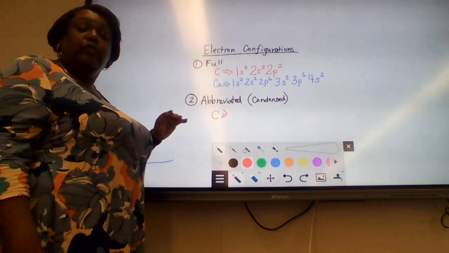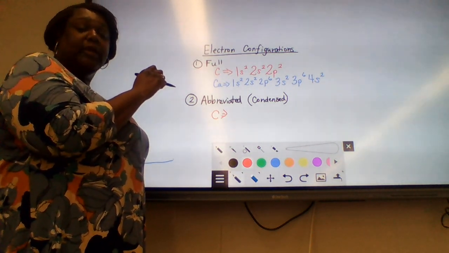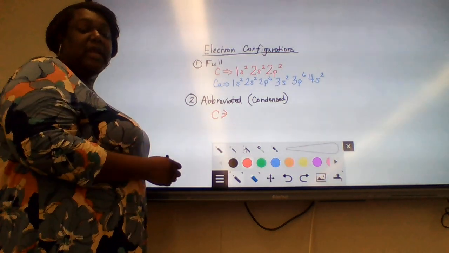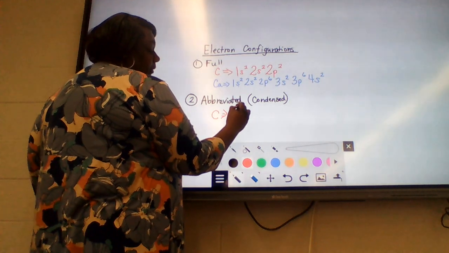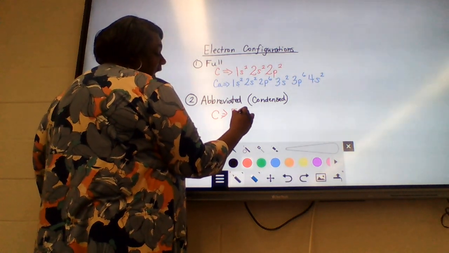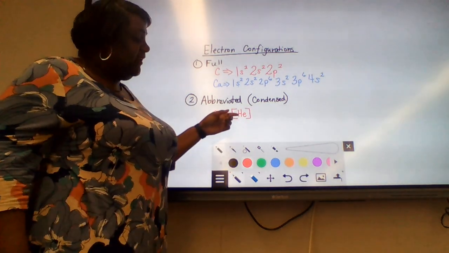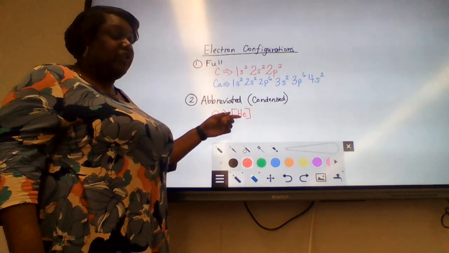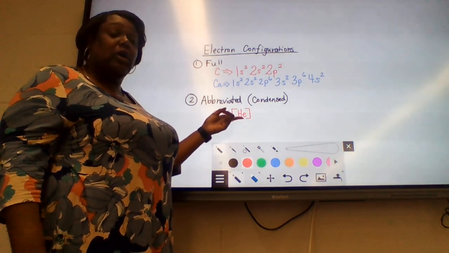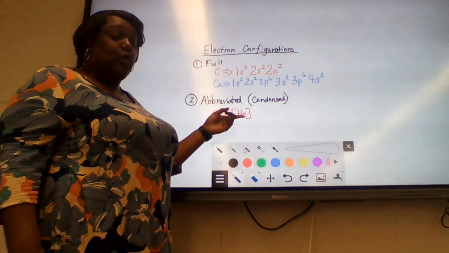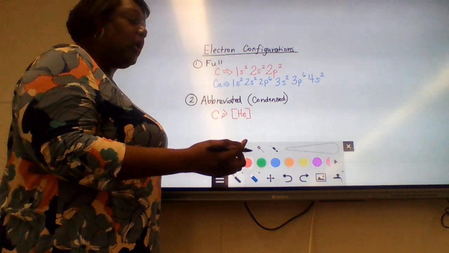So carbon's on row 2, so the last noble gas I passed is at the end of row 1, because remember, my noble gases are in column 18 on the periodic table. To write this abbreviated configuration, I place that noble gas in brackets, and that covers everything from hydrogen up to that noble gas. Then the only thing I have to list is what comes after this noble gas. Helium's at the end of row 1, so I've got to list everything from row 2 onward.